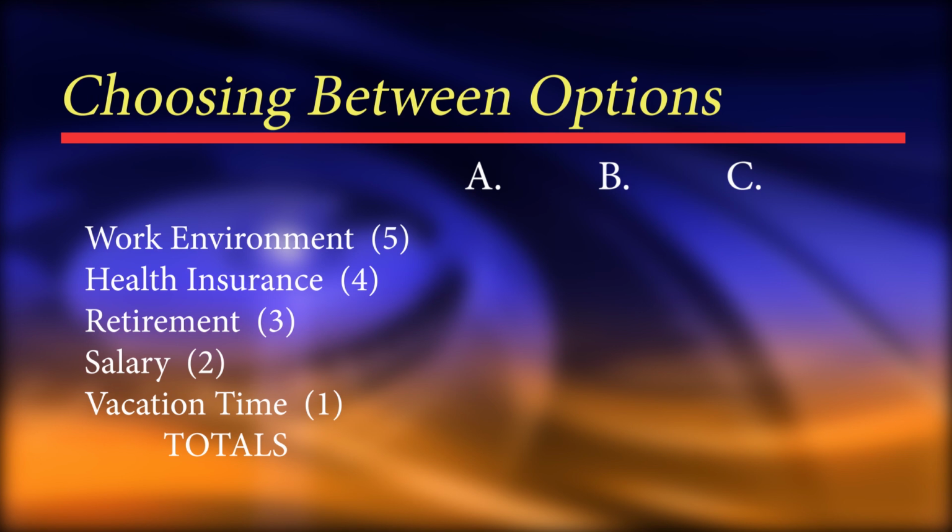And then you're going to rate these as you look at them with each of the three jobs on a 10-point scale, with 0 being terrible, 5 being average, and 10 being perfect, outstanding. And so let's look at how this works.